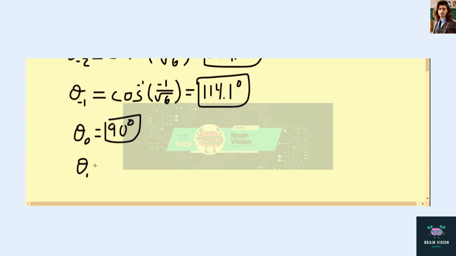Next, L sub z is equal to 1. So this is the inverse cosine of 1 divided by the square root of 6, which comes out to equal 65.9 degrees.